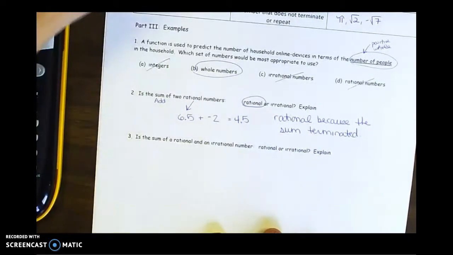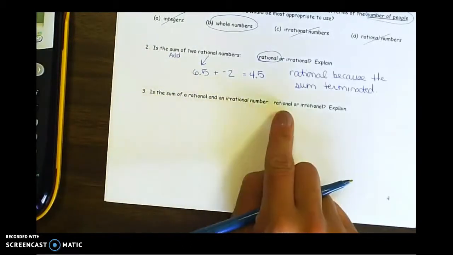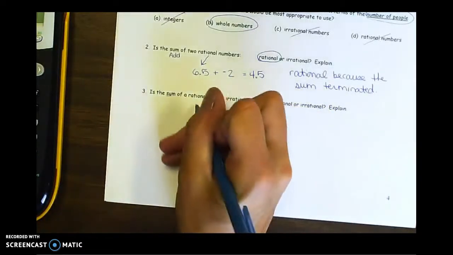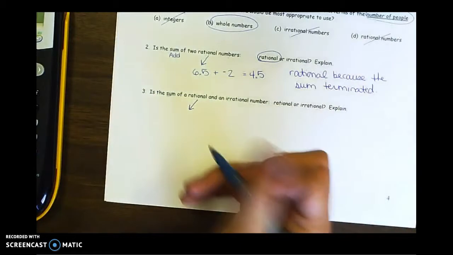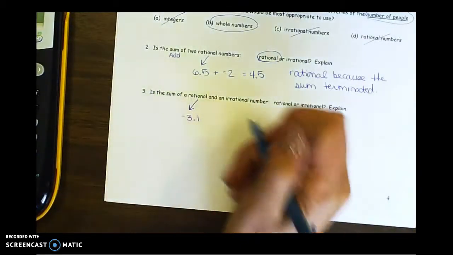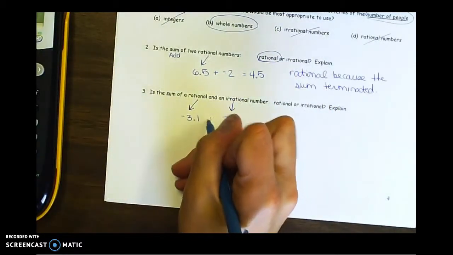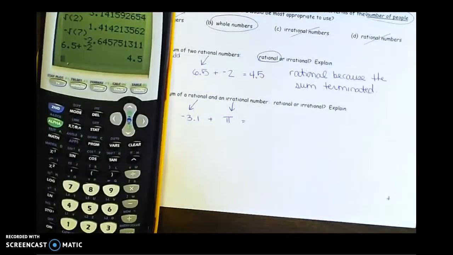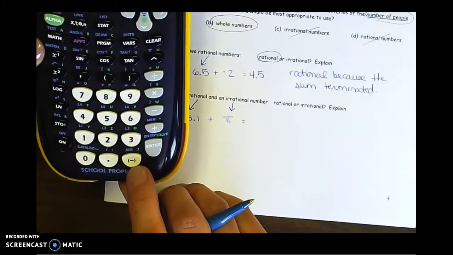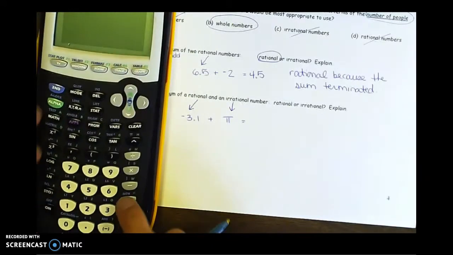Okay, so let's try another one. Number 3, is the sum of a rational and an irrational number rational or irrational? Explain. So again, sum means we're going to add, so I'm going to pick a rational number. Let's go ahead and pick negative 3.1, and an irrational, so let's go ahead and pick pi. Now it said sum, so we're going to have to add. So I'm going to add these in the calculator.